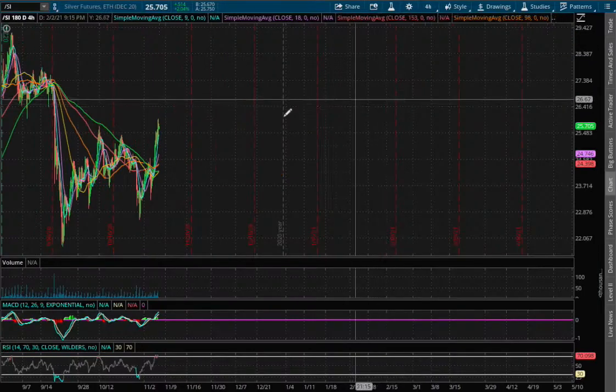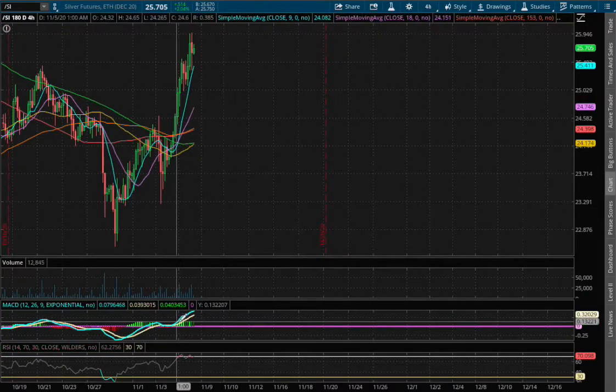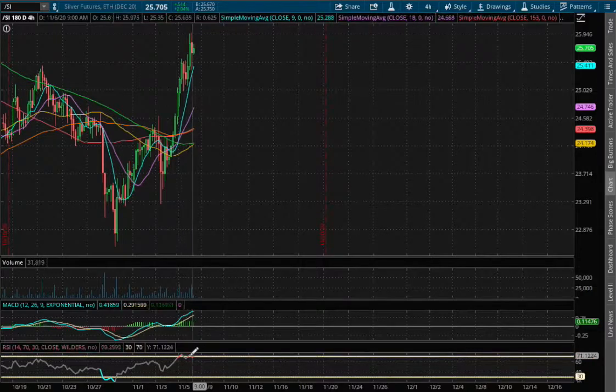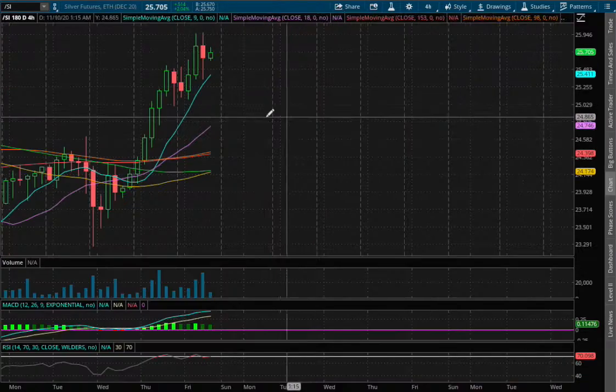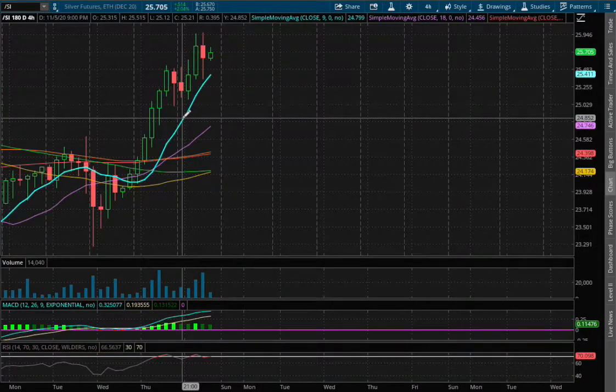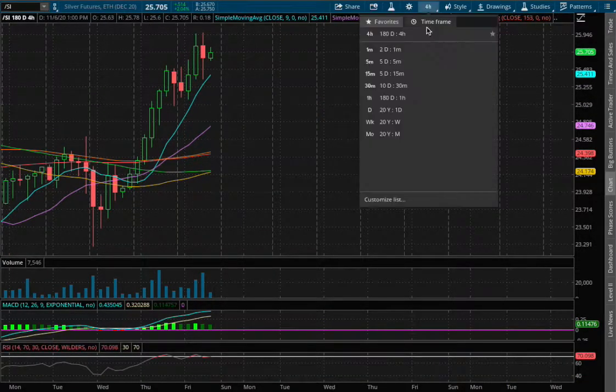As we extend out to the 4 hour chart, we have now approached positive MACD and we're near overbought levels with the RSI. At the moment, we're currently resting right along the 9 moving average, this blue line, at the price of $25.45.